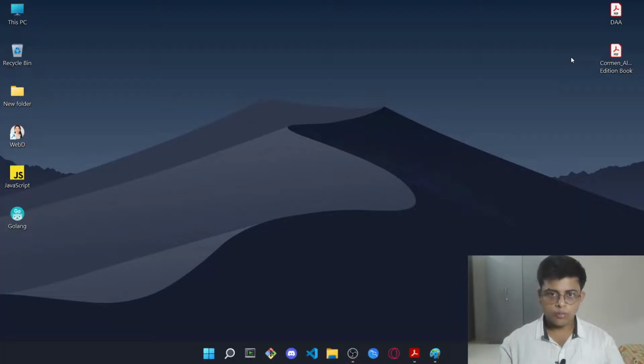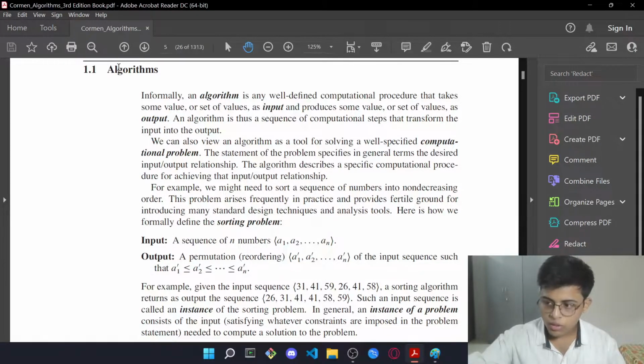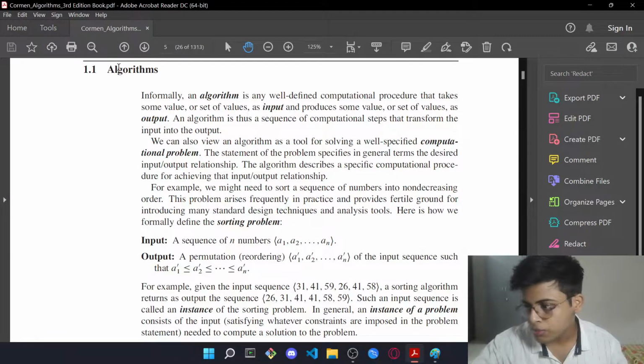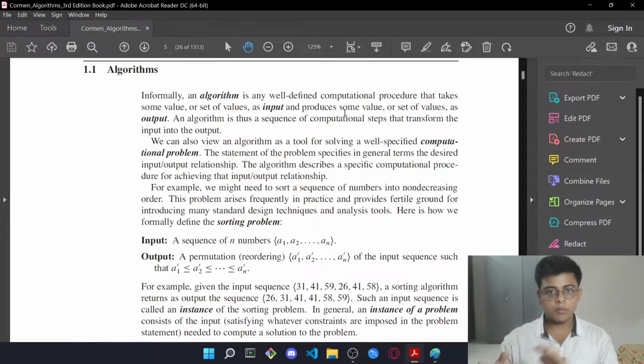What is an algorithm? Let's first understand the basic need of an algorithm. As stated in the book Cormen, Algorithms, 3rd edition, I'll be taking references to two books. First is Cormen Algorithms, and second is Fundamentals of Computer Algorithms by Ellis Horowitz. According to these books, an algorithm is a well-defined computational procedure that takes some value or set of values as an input and produces some value or set of values as output. This is what is written in Cormen.